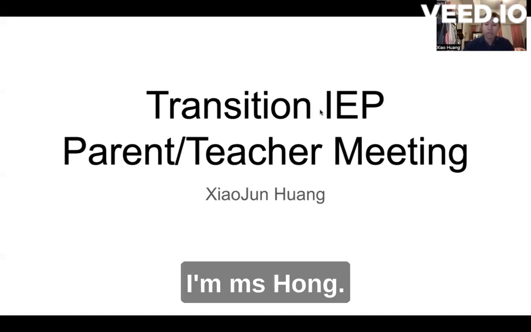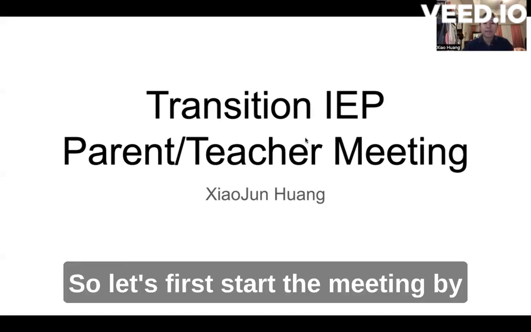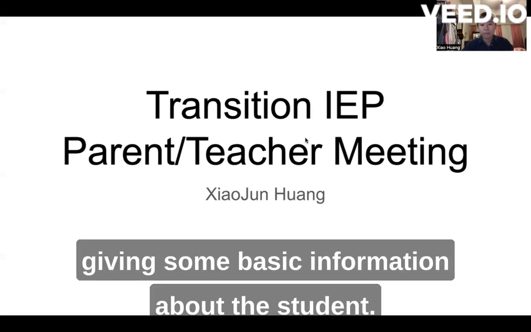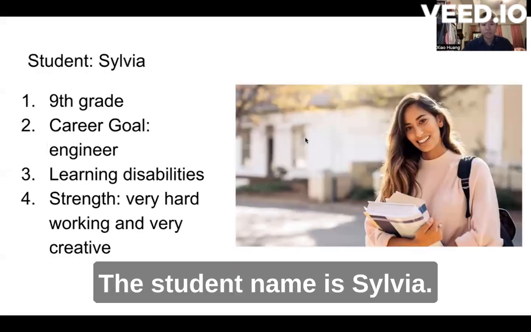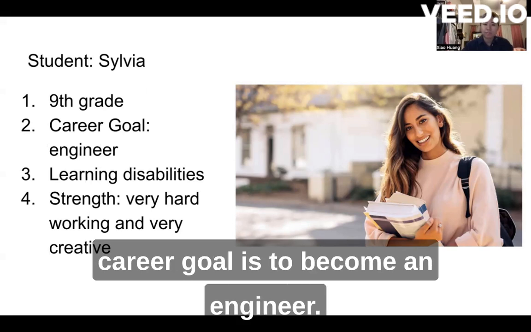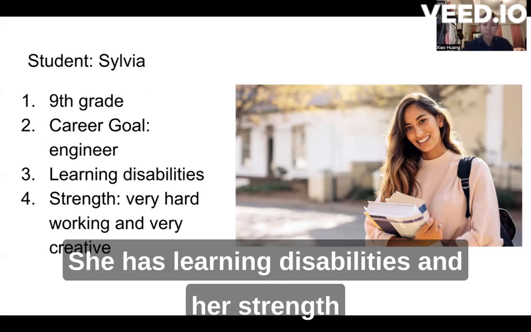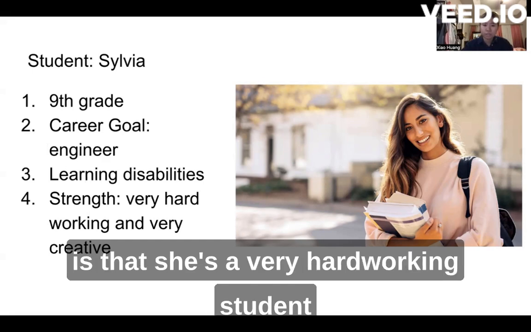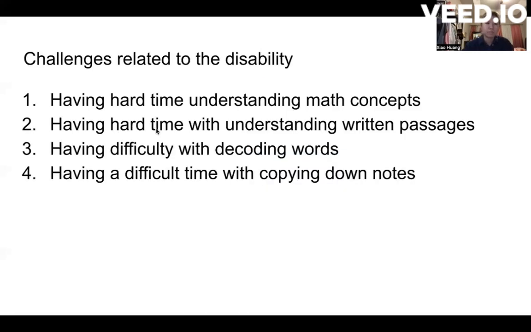I'm Ms. Hong. So let's first start the meeting by giving some basic information about the student. The student's name is Sylvia. She's currently in 9th grade, and her career goal is to become an engineer. She has learning disabilities, and her strengths are that she's a very hardworking student and that she's super creative.